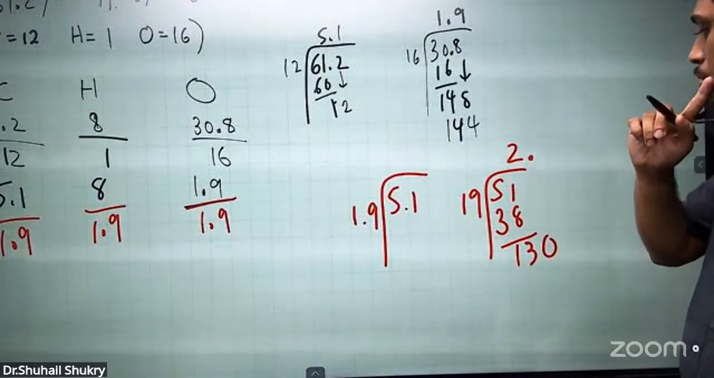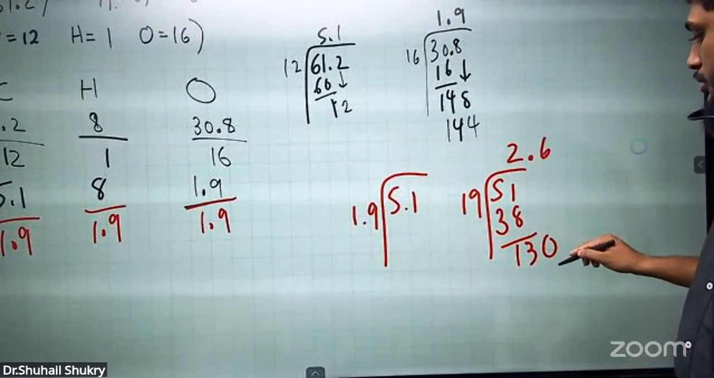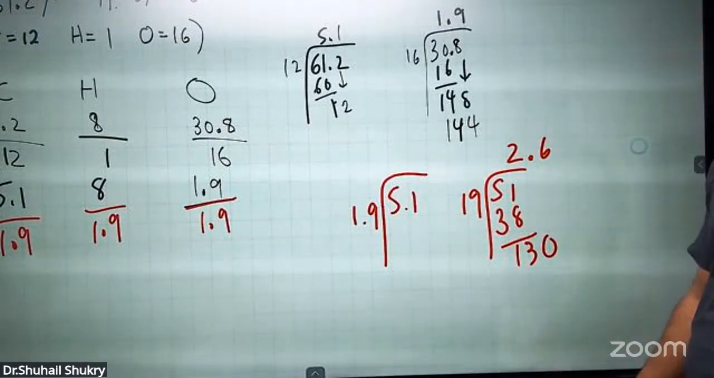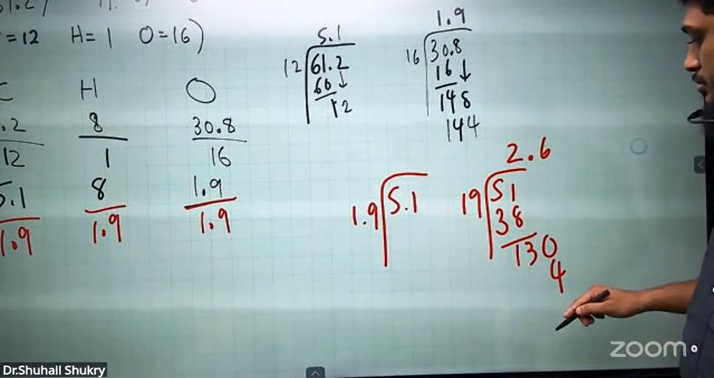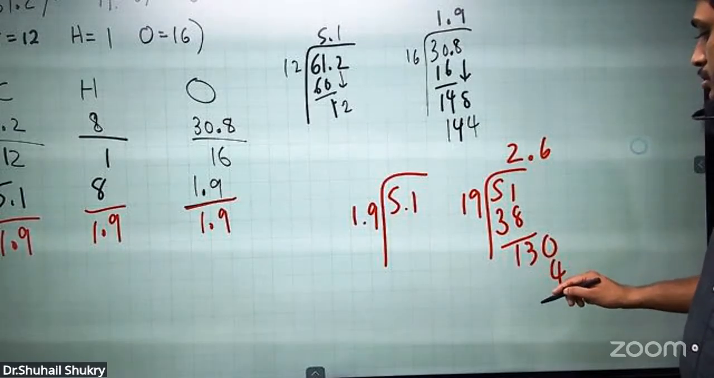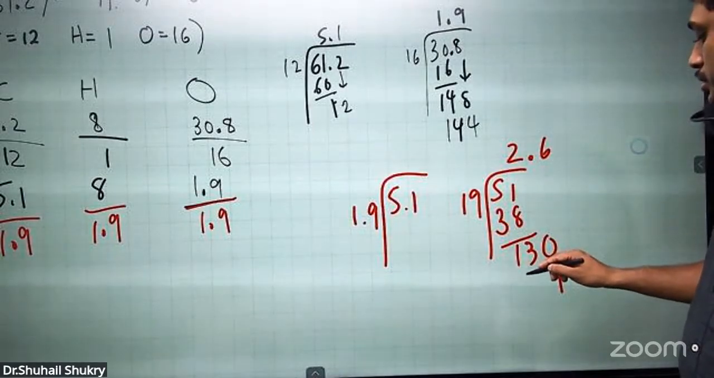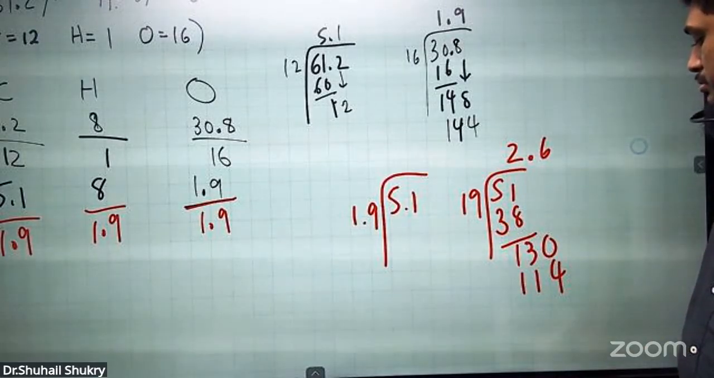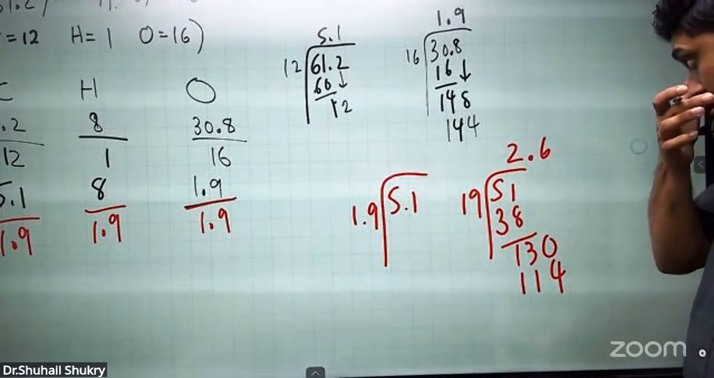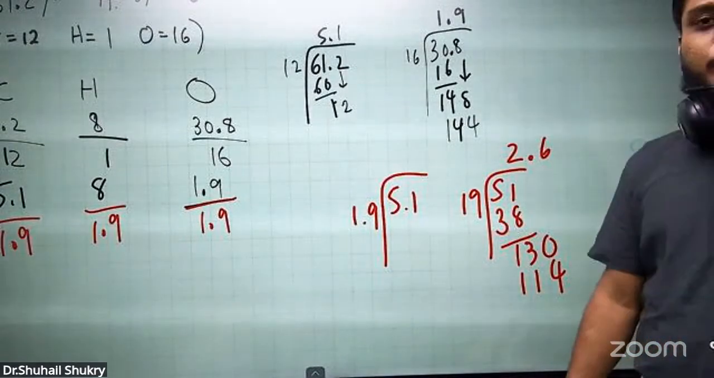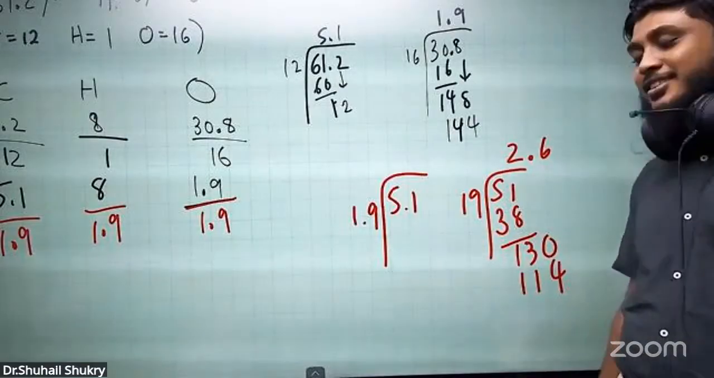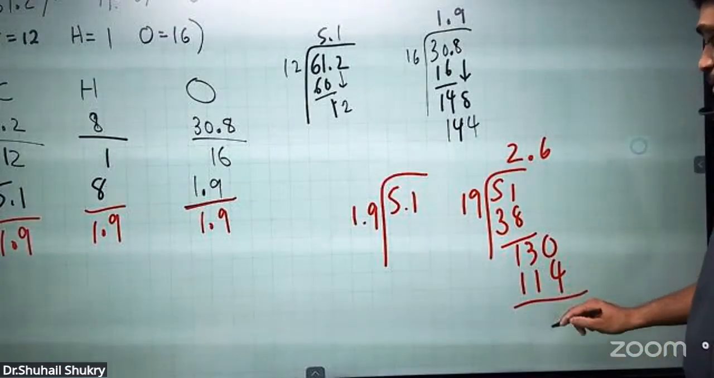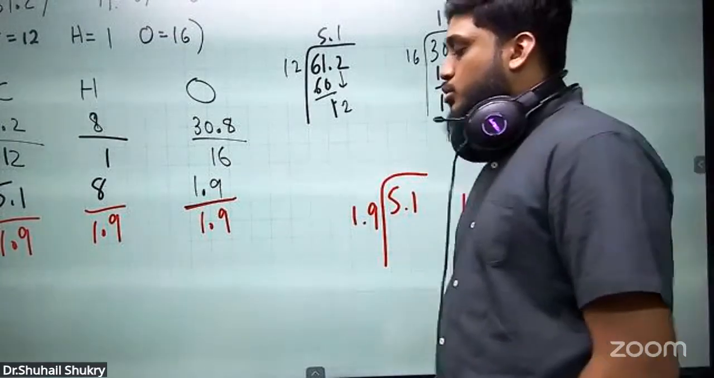How many are there here? 6 again. 6 into 9, how much? 54. 6 into 19 is 114. I think we can go up to 7. Can't, right? 16 remained. So 2.6 again only we get. So it will be 2.6 here.